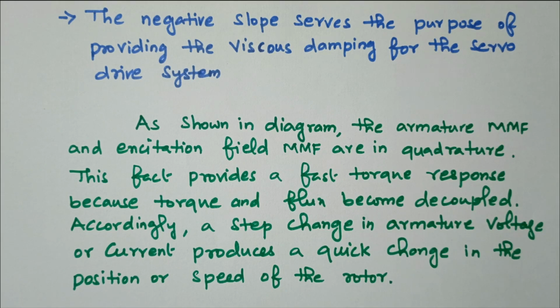So in this video we discussed the DC servo motor. What is the construction, and what is the important thing? Quadrature: armature MMF and field MMF are in quadrature. Then speed-torque characteristics are linear and also have a negative slope, so that provides more viscous damping. Because of this quadrature, any small change in armature current or voltage is immediately responded to by the motor in terms of position or speed of the motor.